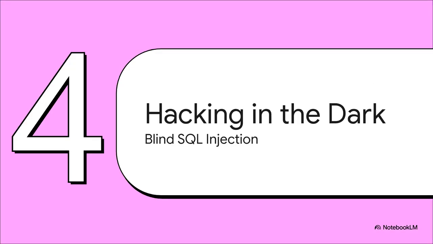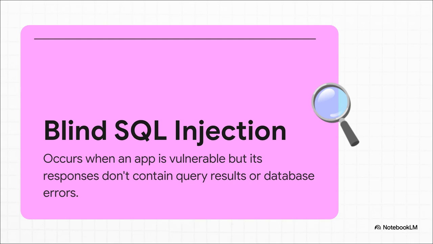But what happens if the website is vulnerable, but it doesn't actually show you the results on the page? What if the attacker injects their code and nothing seems to happen? This, my friends, is where things get really, really clever. This is called blind SQL injection. So in a blind SQL injection, the attacker gets zero direct feedback. They can't see the data, they can't see any errors, they're flying completely blind.